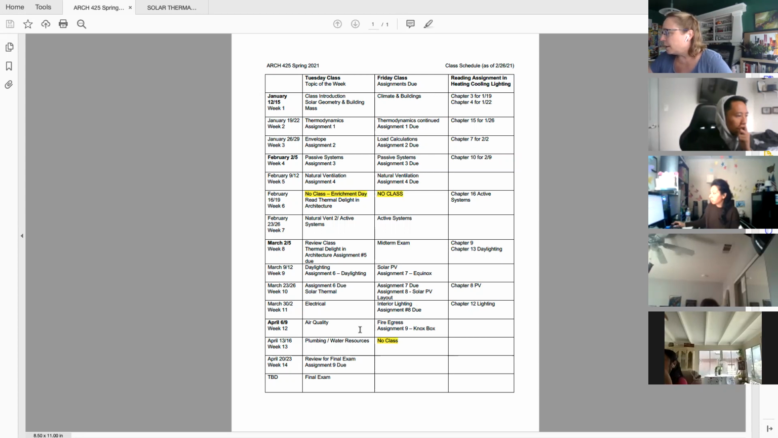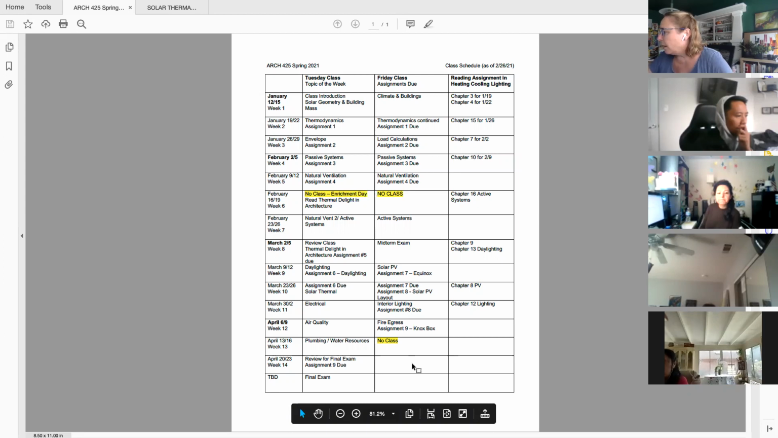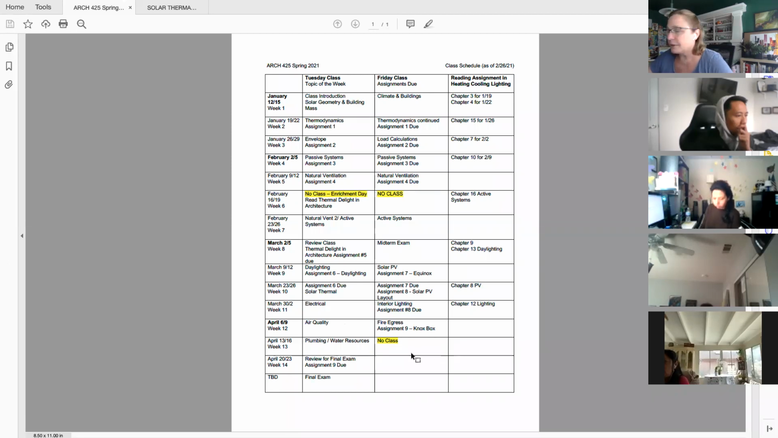Then we've got air quality, fire and egress. And then the last week is going to be plumbing and water. Then we've got review for the final. And I think we have one extra day built in there. So not that much left to go over, just a couple more weeks. And 2 more assignments. The last assignment's going to be super easy. And that's it. Any questions on the schedule right now?